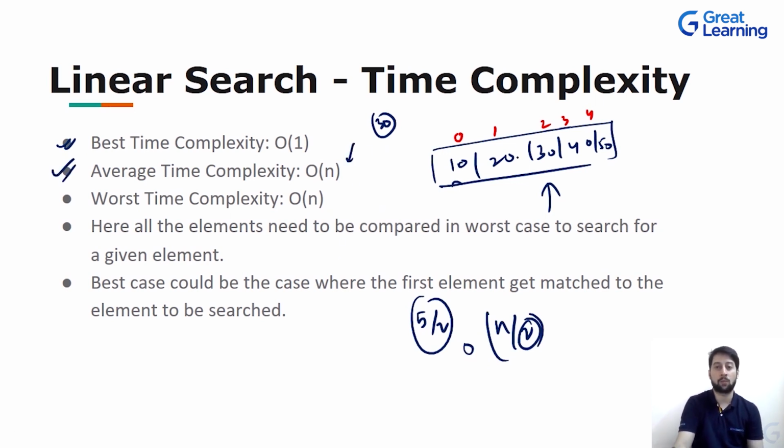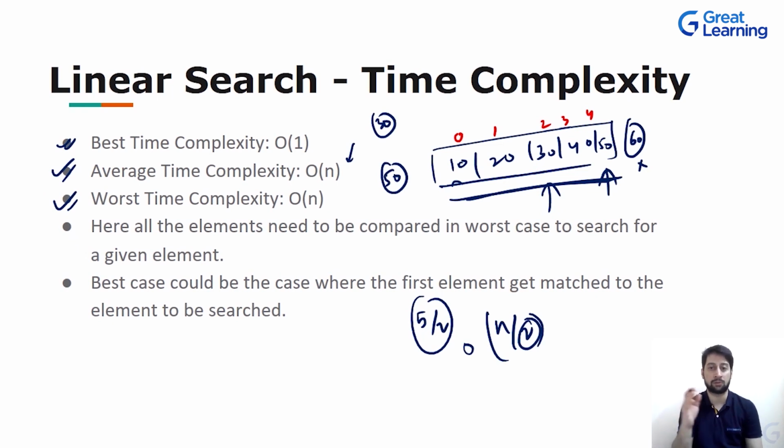Now, what happens in the worst case? You're looking for an element, 50, which is present at the end of the array. Or in the worst case, you're looking for something that is not present in the array, let's suppose 60. In that case, you will still iterate through the entire array, so the worst case time complexity will be big O of n, because n operations are done and the element was not found.